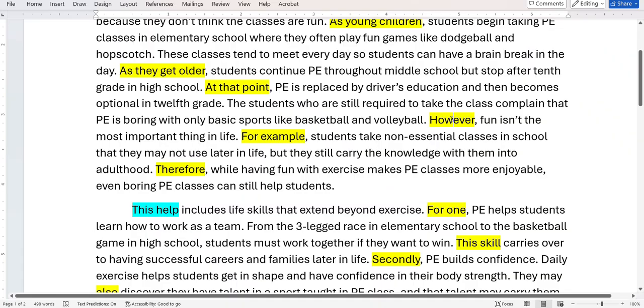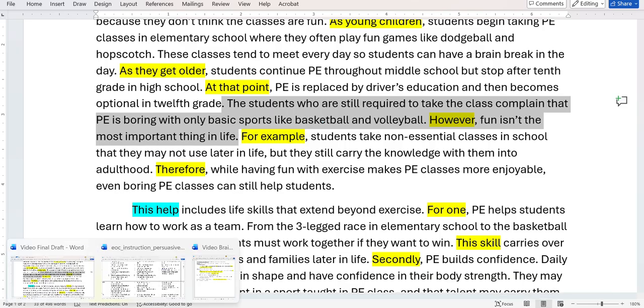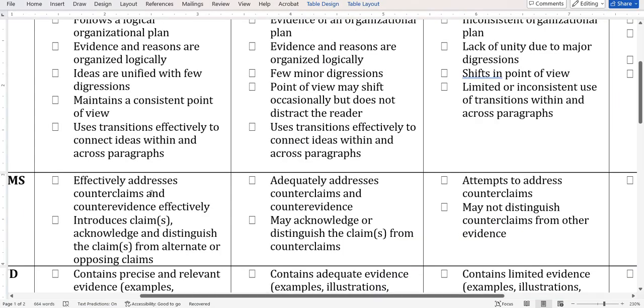And then here I signal with a however. And so now we know that I've switched focus. I've switched to the other side and arguing against them. And this also, I want to make note right here. This is where I do what it says on the rubric of effectively addresses counterclaims and counter evidence, effectively introduces claims, acknowledges and distinguishes the claim from alternate or opposing claims.